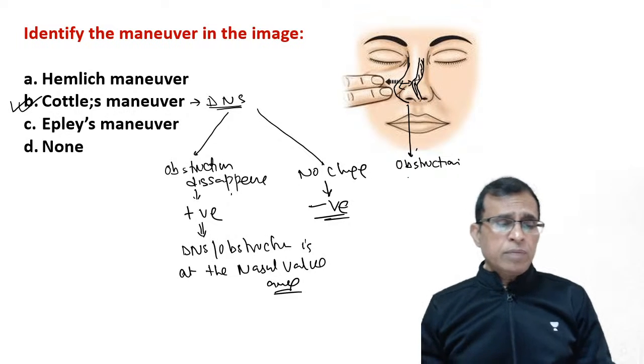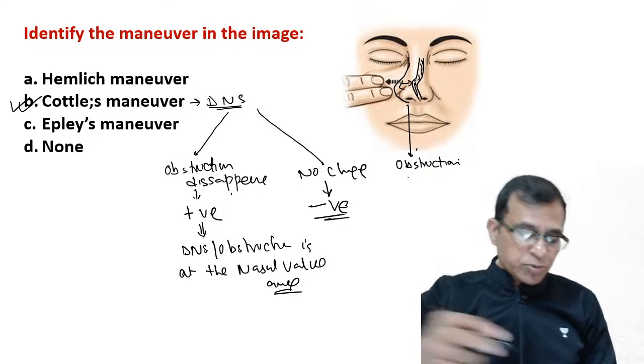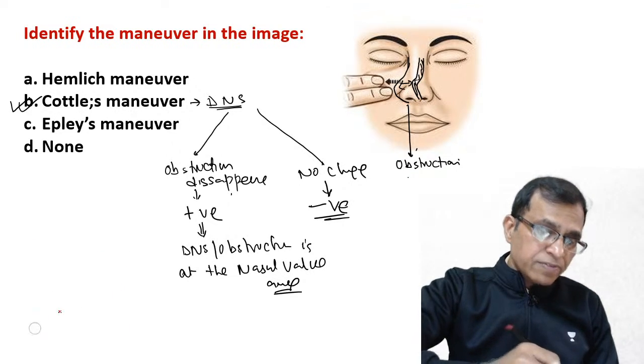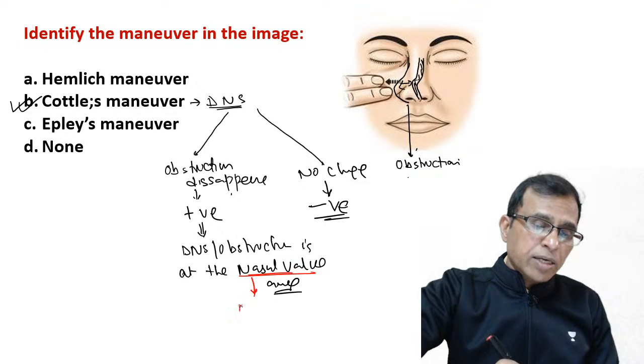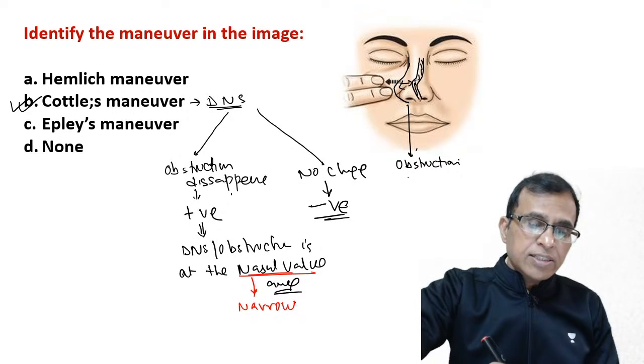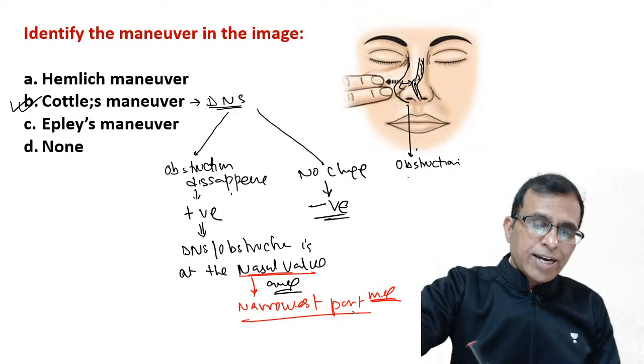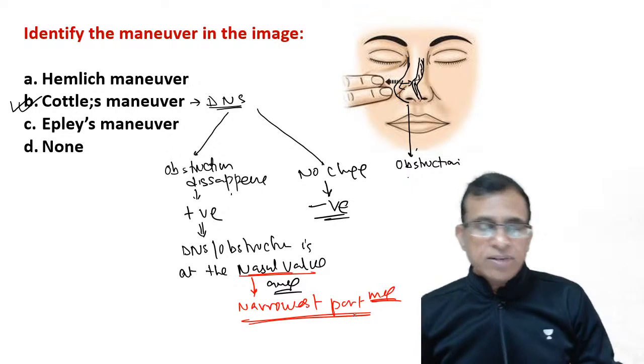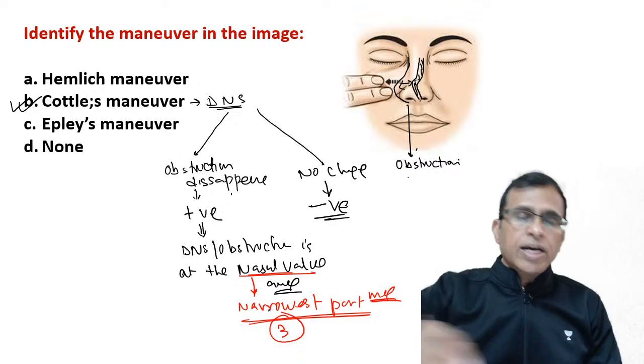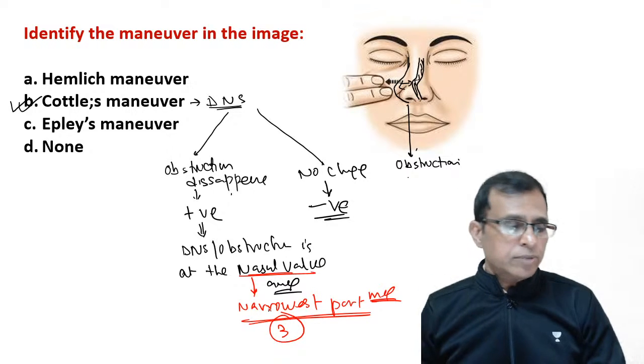So it tells you the site of the obstruction. The main importance is that it tells you the site of the obstruction, and the nasal valve is the narrowest part of the nasal cavity. This is another MCQ. This is the narrowest part of the nasal cavity. That area is called the nasal valve. The nasal valve has 3 boundaries, and you should know the boundaries also if you are interested.